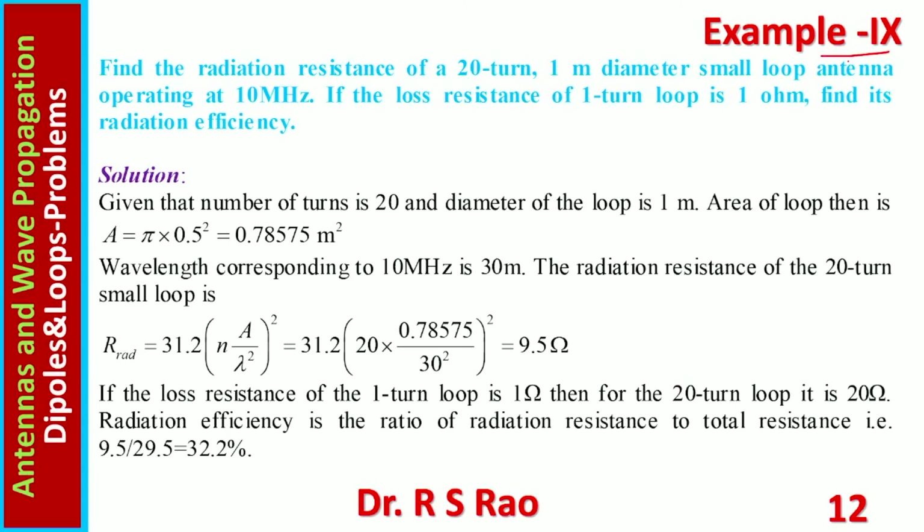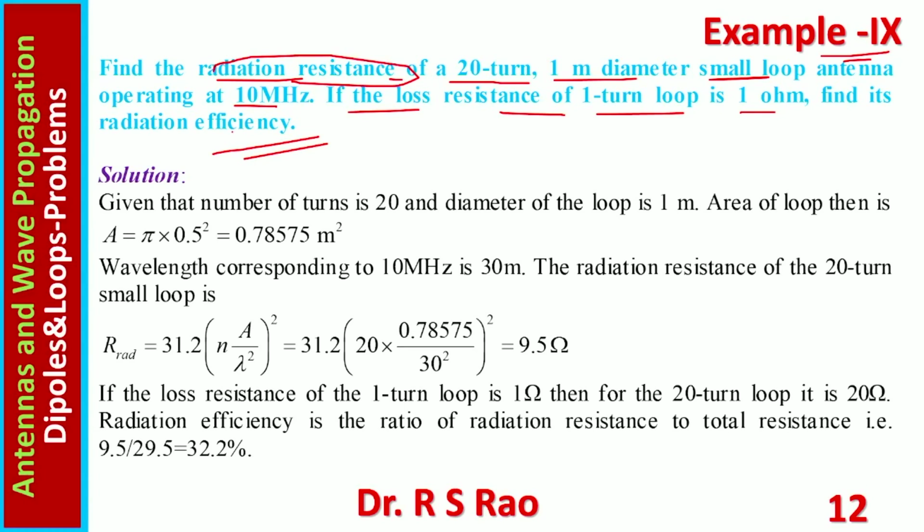Another problem, example 9. Find the radiation resistance of a 20 turn, 1 meter diameter small loop antenna operating at 10 megahertz. If the loss resistance of one turn loop is 1 ohm, find its radiation efficiency. We are asked to determine radiation resistance and radiation efficiency.